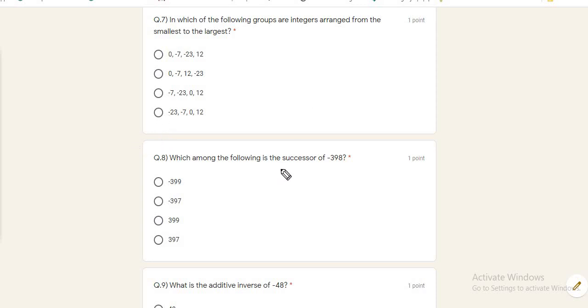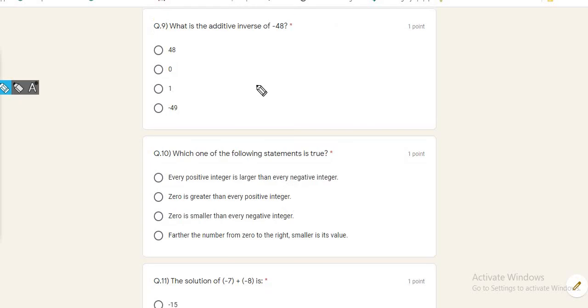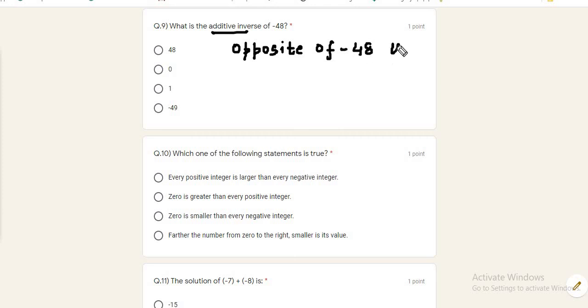Question 8. Which among the following is the successor of -398? So we always find the successor by adding 1 to the number. So if we add 1 to this number, we have -397. So B is the correct option. Question 9. What is the additive inverse of minus 48? Additive inverse means opposite. So the opposite of minus 48 is plus 48. So A is the correct option.